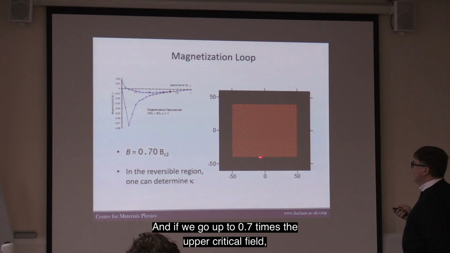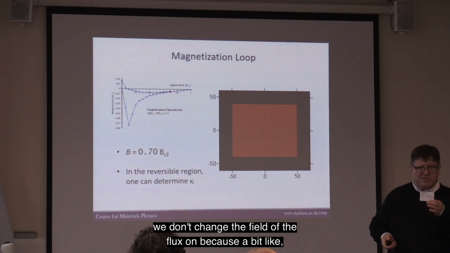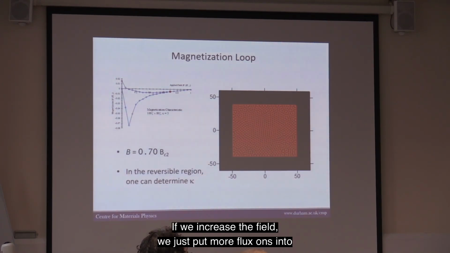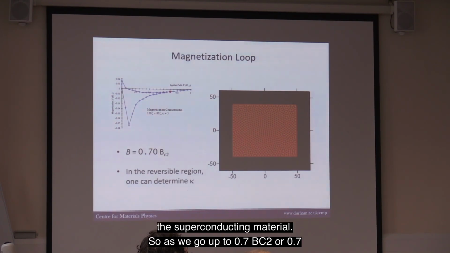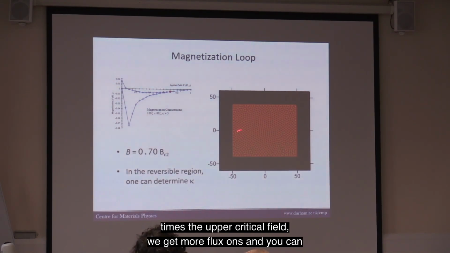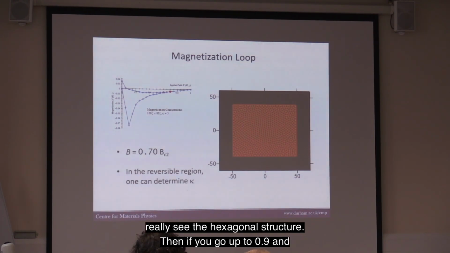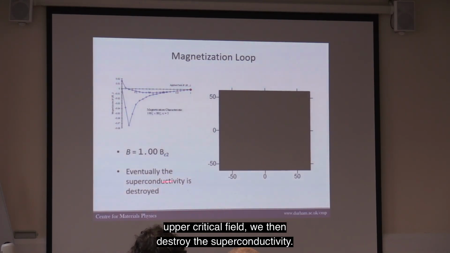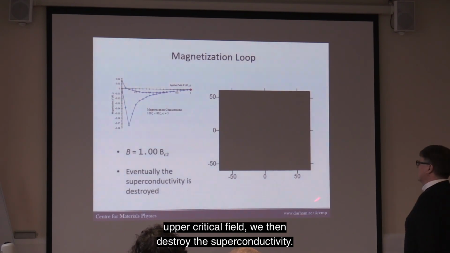Then if we go up to 0.7 times the upper critical field, we don't change the field of the fluxon, because it's a quantum mechanical entity, this quantized flux. If we increase the field, we just put more fluxons into the superconducting material. So as we go up to 0.7 BC2, we get more fluxons, and you can really see the hexagonal structure. Then if you go up to 0.9, the fluxons overlap each other, and eventually, if we get to the upper critical field, we destroy the superconductivity.